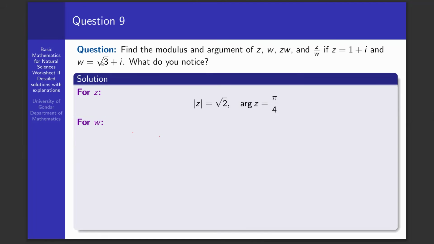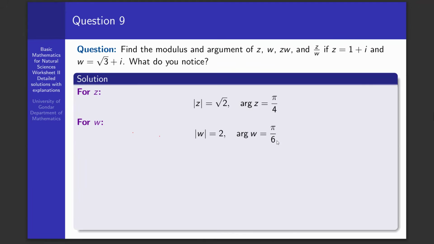Similarly for w, which is given to be radical 3 plus i, its norm, or simply modulus, is the square root of radical 3 squared plus 1 squared, which is the square root of 4, that's simply 2, since norm is positive. And its argument, the angle from the positive x-axis, will be tan inverse of 1 over radical 3, or arctan of 1 over radical 3, which is pi over 6.